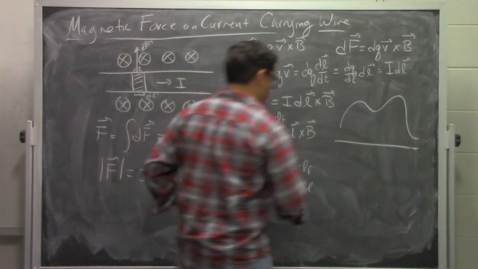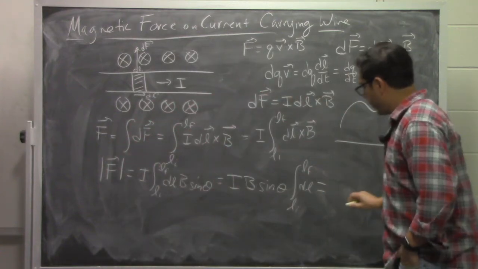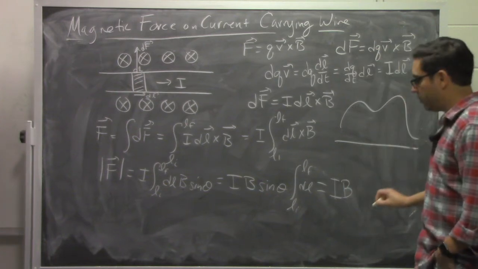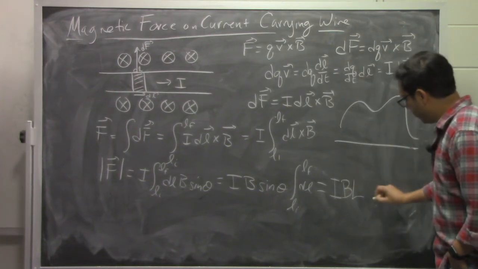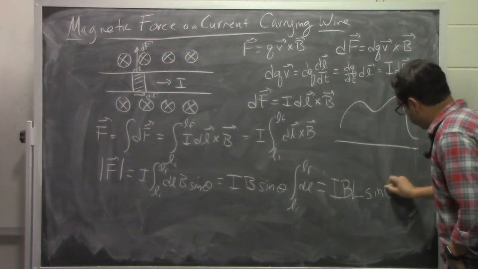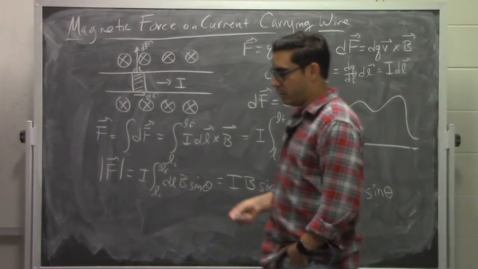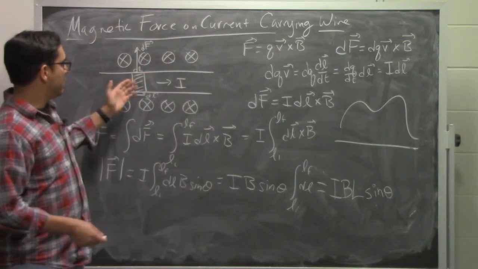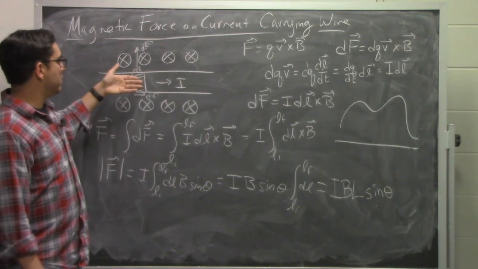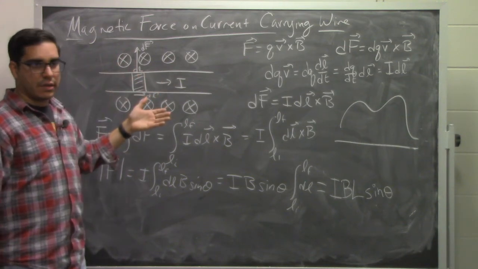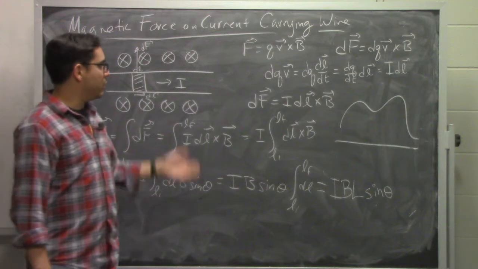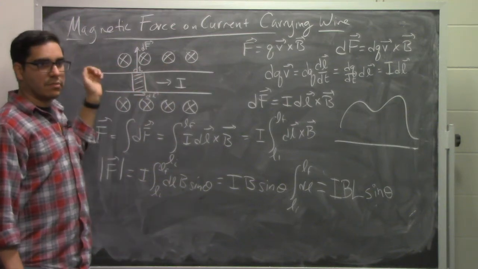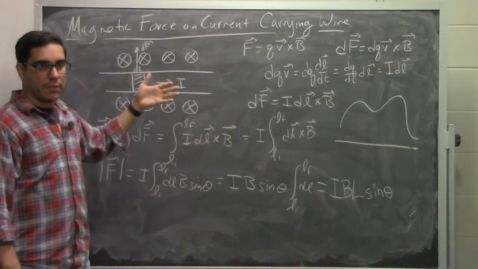And so the total magnetic force that's exerted on that wire is just going to be the current times the magnetic field, which is a constant magnitude, times the length of the wire, times the sine of the angle between the wire and the magnetic field. Okay? So in this case, the wire is perpendicular to the magnetic field, right? So the sine of that angle is 1. And so in this case, if we added up the whole length of the wire, we would just have the current times the magnetic field times the total length of the wire.